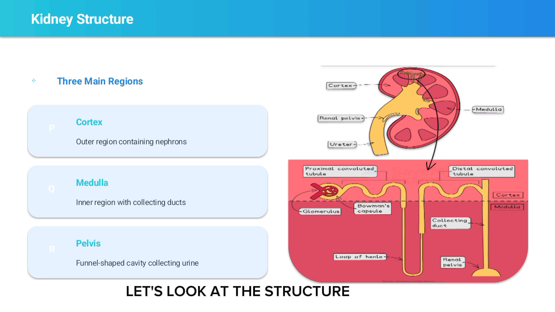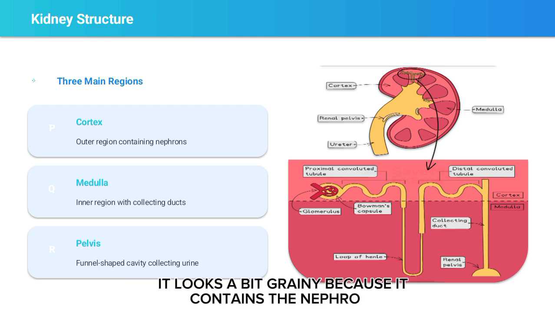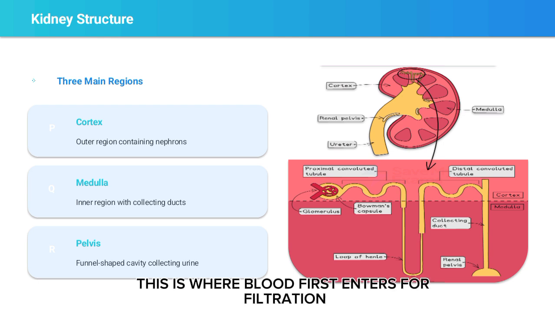Let's look at the structure of a kidney. If we cut a kidney in half, we can see three main regions. First, labeled P, this is the cortex. The cortex is the outer region of the kidney. It looks a bit grainy because it contains the nephrons, the tiny filtering units. This is where blood first enters for filtration.